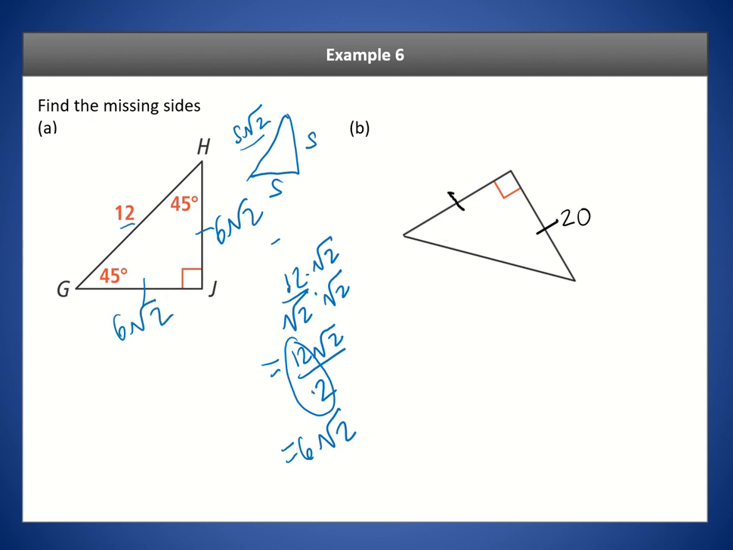All right, so the triangle on the right, we know that this is 20, so this has to be 20. And because the two legs are the same, that means we have a 45, 45, 90 triangle. And so to find the hypotenuse, you simply take the side and multiply by square root of 2, and you're done.